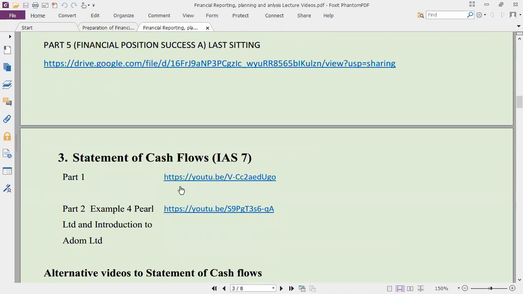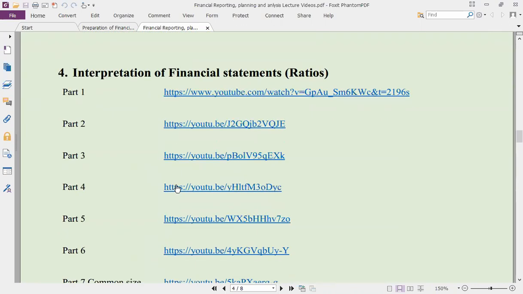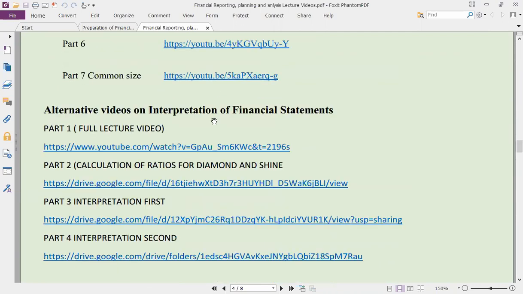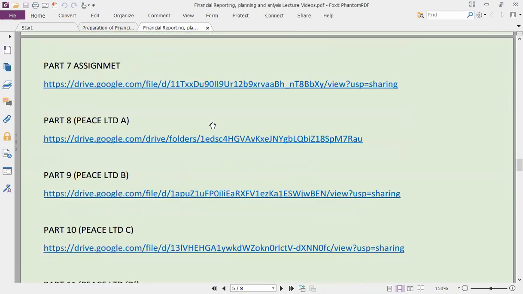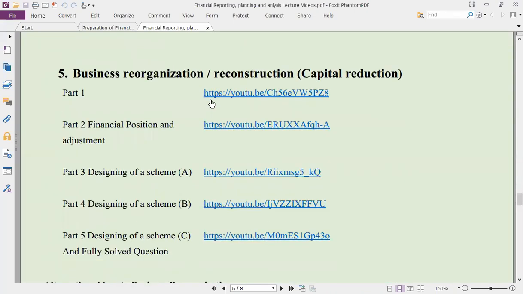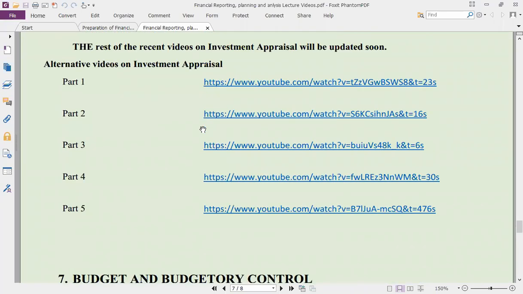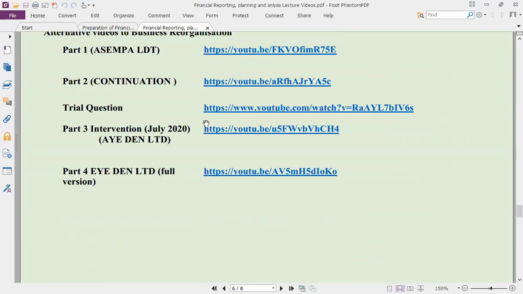From there, you go to cash flow. All of the videos are available; you can even just use 2 weeks to finish everything. Go through them, all of them. Financial position, interpretation, ratios, extremely plenty. Business reorganization, capital reduction, all of them are in there. So let's make use of it. And then this is the 4.